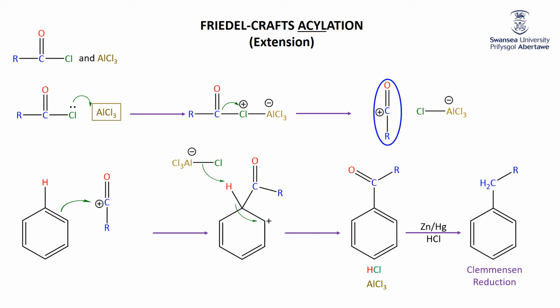That is a nice effective reducing agent, and so you can see that we have lost oxygen, gained hydrogen, nice little reduction, and we've made ourselves a nice primary alkyl group on the benzene without having to worry about any kind of rearrangements. This is known as the Clemmensen reduction.